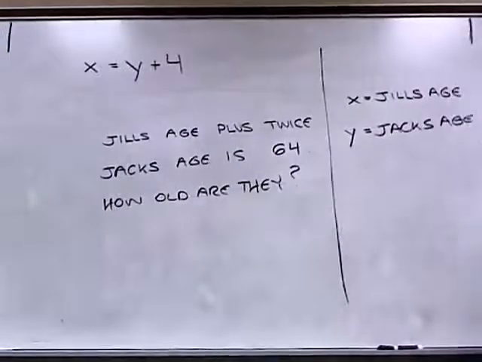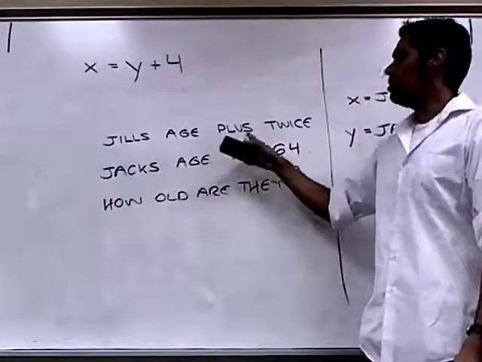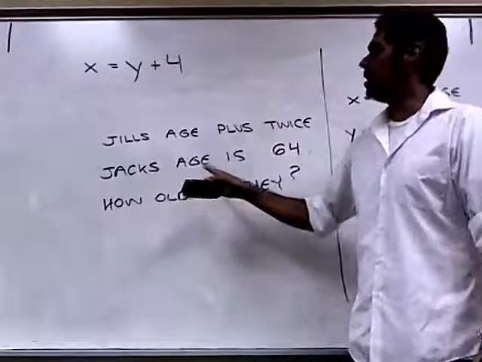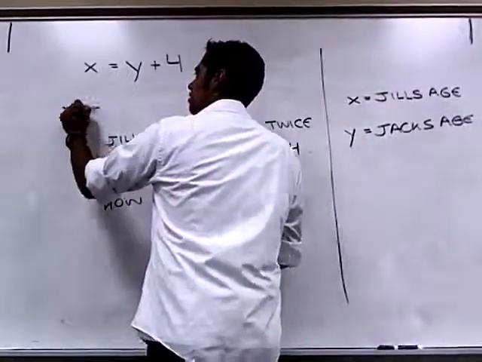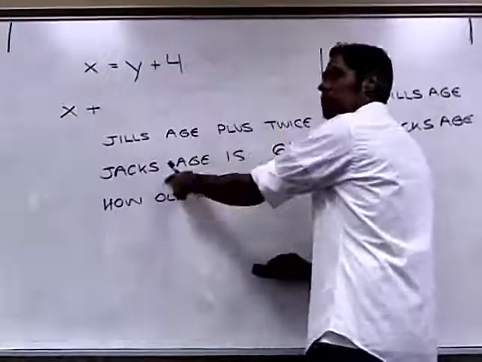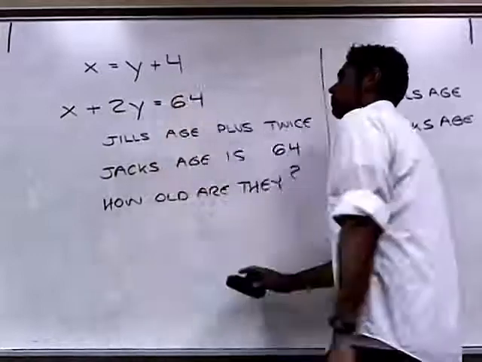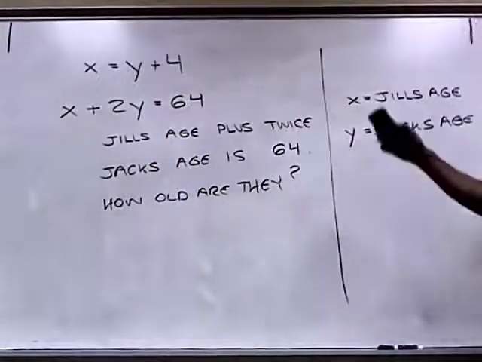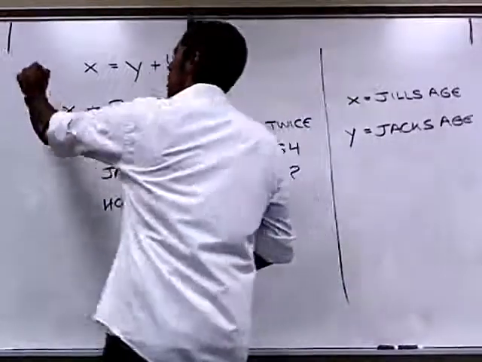Okay, so that's the first equation. What's the next equation? Jill's age plus twice Jack's age. How could I write that? Jill's age is x, plus twice Jack's age, 2y, is what? 64. Do you have two equations? Yes. So this is a system of equations, isn't it?